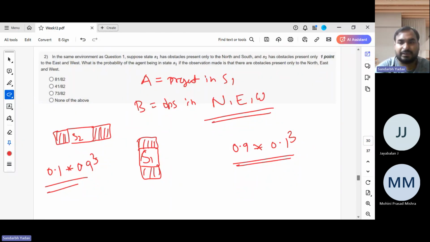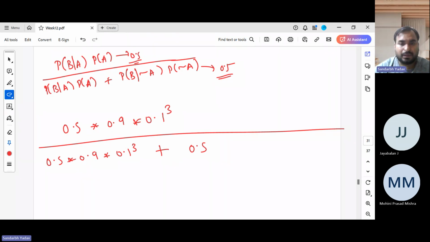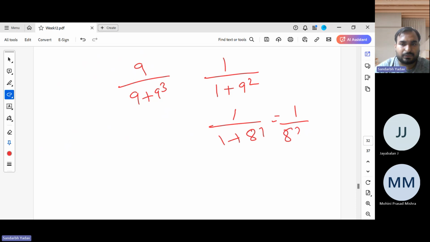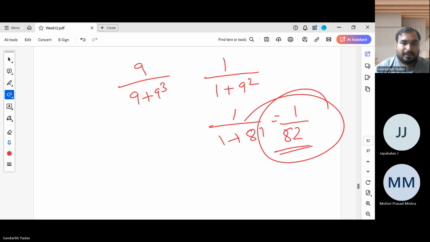This is the probability of B given not A. So let's write this down, into 0.1 into 0.9 cube. This you can cancel. Again multiply by 10,000 in numerator and denominator, you get 9 upon 9, same as the numerator, plus 9 cube. So 9 upon 9 plus 9 cube. We can again cut 9. So 1 upon 1 plus 9 square. 1 upon 1 plus 81 equals 1 upon 82. Now you can check if one of the options might reduce to 1 upon 82. If it reduces, then fine, that will be the option. Otherwise, you have the option none of the above.